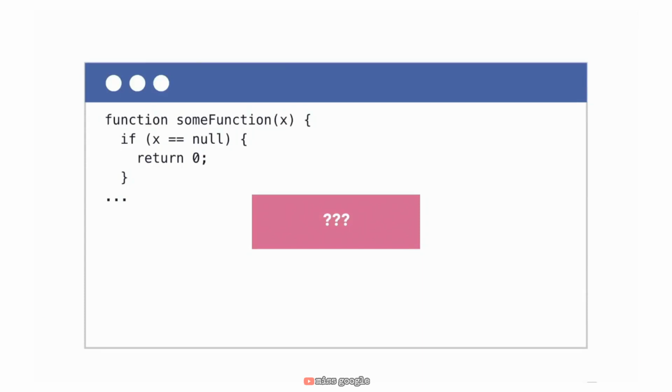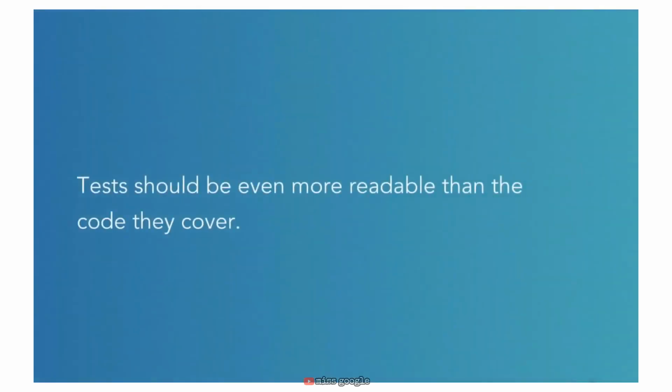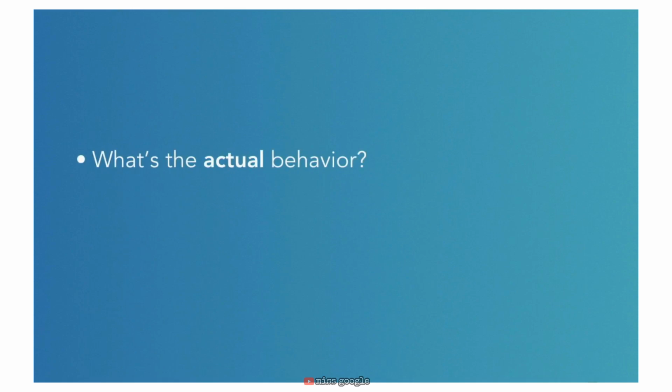Otherwise, later on when another developer is writing code and accidentally does something that makes your test fail, they'll have no idea what you were trying to test, and a very likely outcome is that they'll simply delete your test and a bug will get introduced. For this reason, tests must be more readable than the code they cover. In particular, our tests should at least make it clear what the actual behavior of our code is, what the expected behavior of our code is, and why.